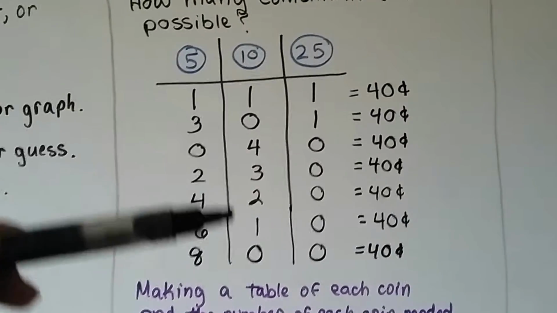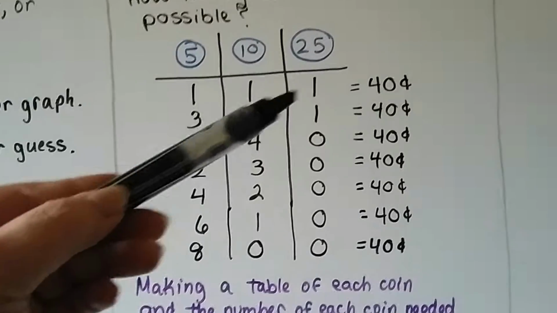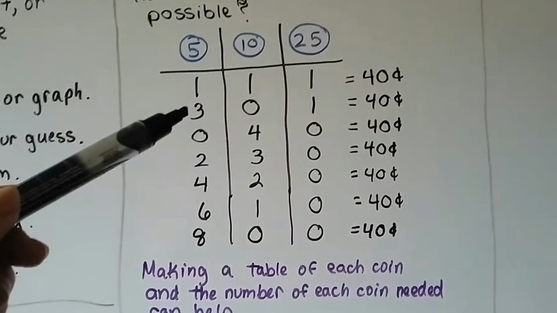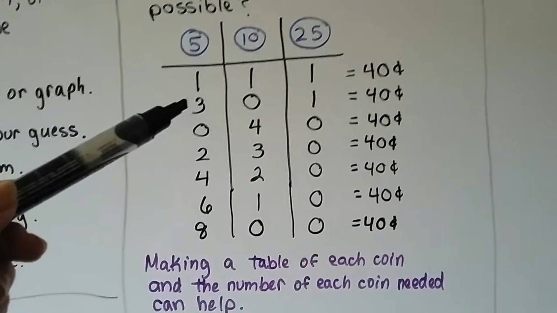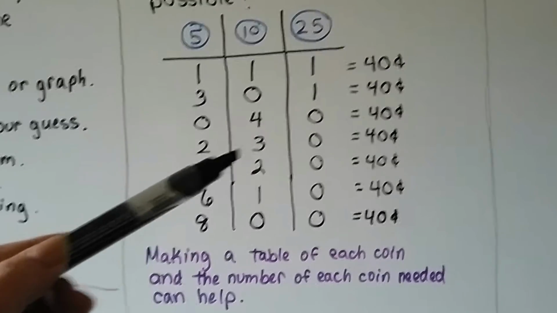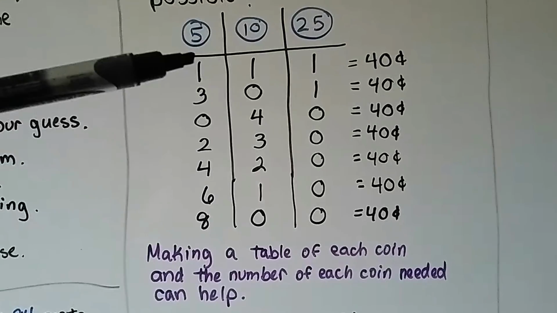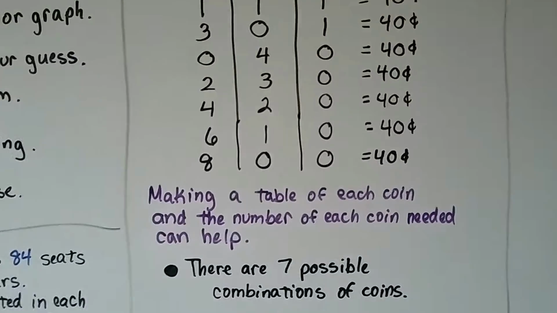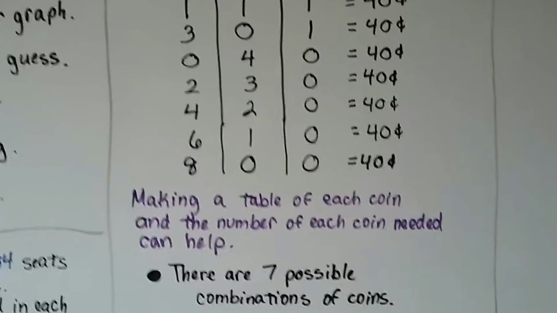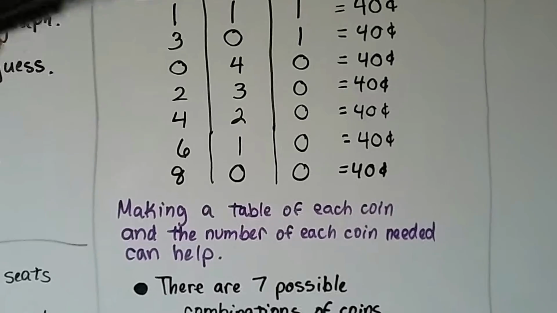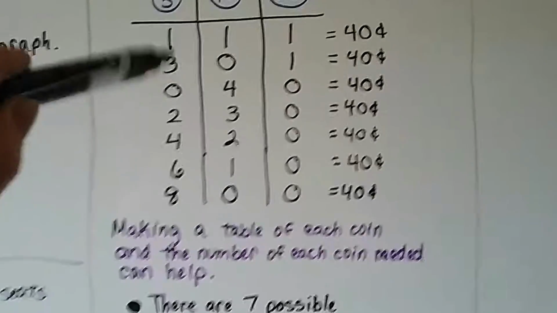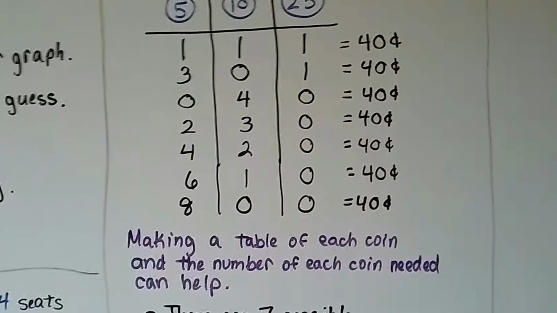try making combinations. 1 quarter, 1 dime, 1 nickel, that's 40 cents. 1 quarter and 3 nickels, that's 40 cents. 4 dimes, 3 dimes and 2 nickels. And we see there's 1, 2, 3, 4, 5, 6, 7 possible combinations of coins. So making a table of each type of coin and the number of coins needed can help. We could have even put tally marks for each one and made a tally table, right?